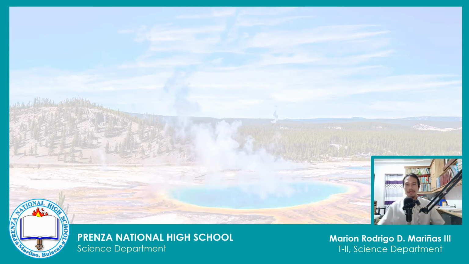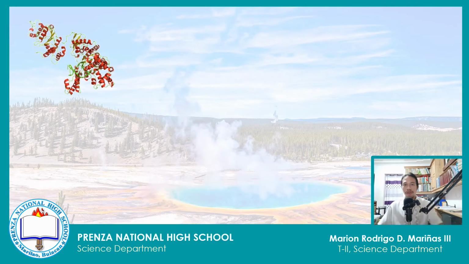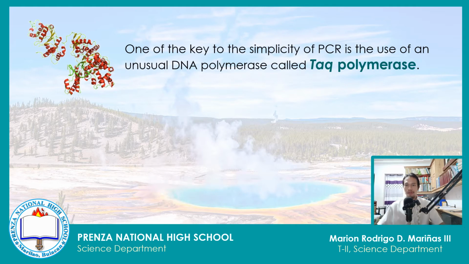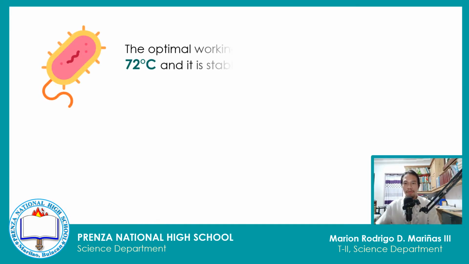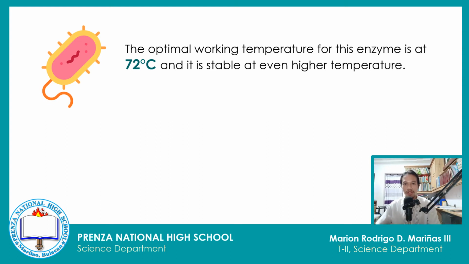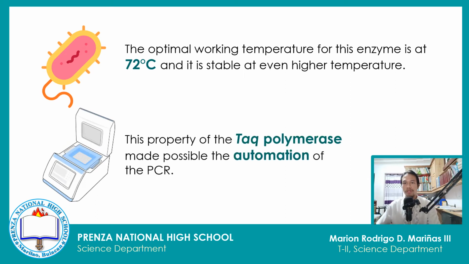One of the keys to the simplicity of the PCR is the use of an unusual DNA polymerase called Taq polymerase. This particular polymerase was first isolated from the bacterium Thermus aquaticus, an inhabitant of the hot springs in the Yellowstone National Park in the USA, where water temperature ranges from 70 to 80 degrees Celsius. The optimal temperature for this enzyme is at 72 degrees Celsius, and it is stable at even higher temperature. This property of the Taq polymerase made possible the automation of the polymerase chain reaction.